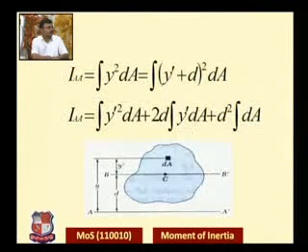Now look at the last term of this equation, that is d square integration dA. Now integration dA implies the total area of the lamina. So let us say capital A is the total area of the lamina. So I_AA' would be equal to I_BB' plus the second term plus A d square. Now still the question is why the second term and what to do with that term.